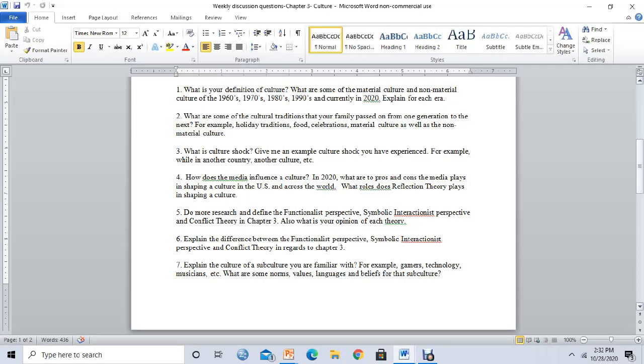Read over how reflection theory plays a role in shaping culture. I'm not going to get too much into the definition. I need you all to do some homework on that. What role does reflection theory play in shaping a culture? I know y'all said, man, there are a lot of questions. He's asking a whole lot of questions. Yes, I am. I want y'all to get it and understand it, so when you walk out of my class, you're like, okay, I got it.